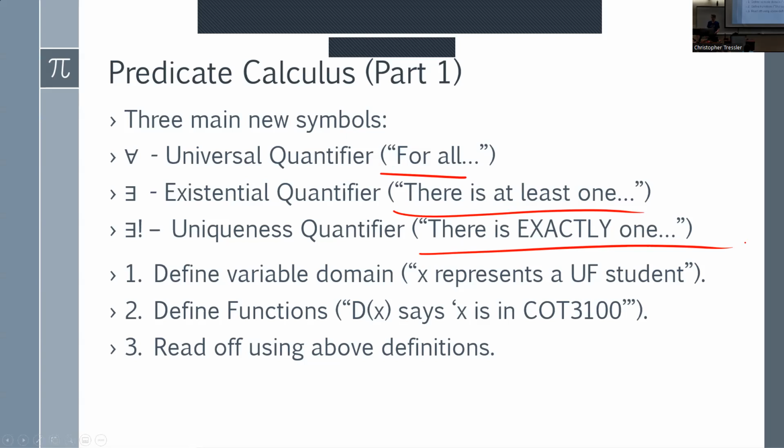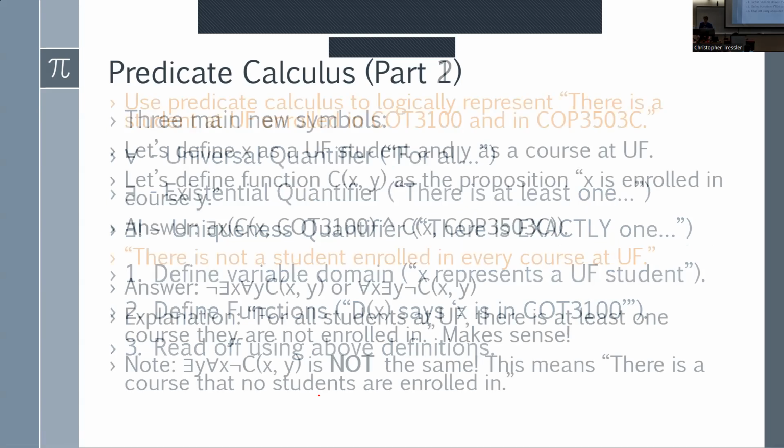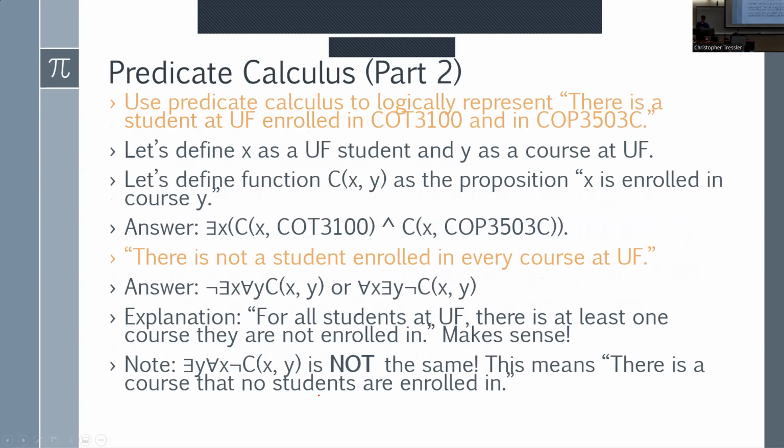So once again, X represents a UF student, and let's say D of X is a function that says X is in COT3100. That could be an example. You could also make this a multivariable function, and you could say Y is all the courses at UF, which will get us right into our next point.